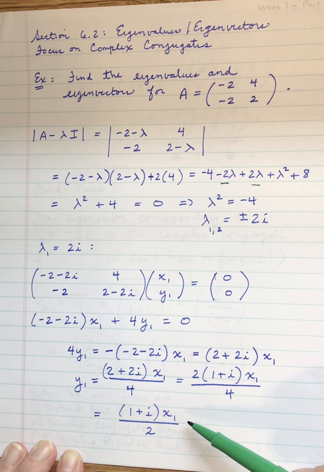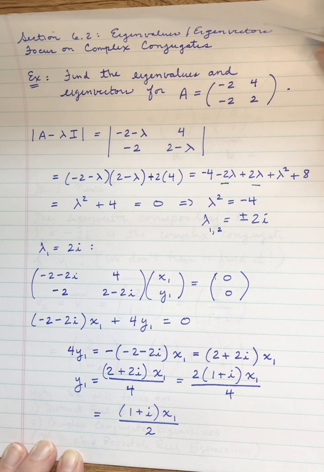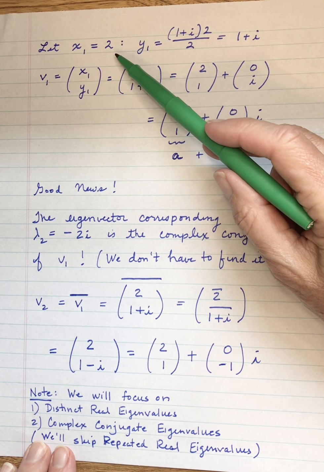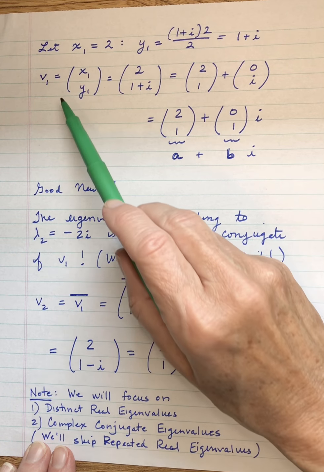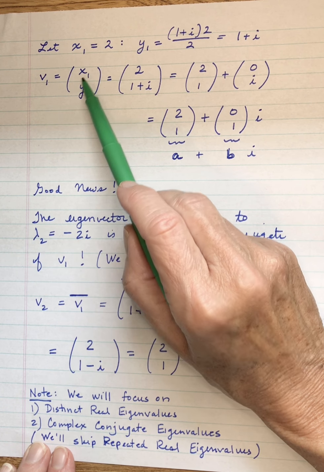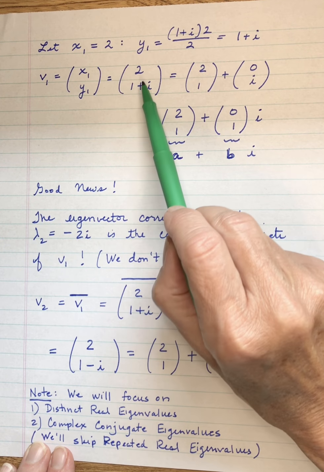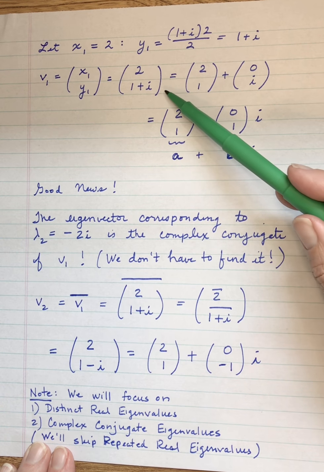Now, there's an infinite number of solutions. Let's just pick a nice value for x sub 1. Let's say I pick 2. I could pick anything, but let's say I pick 2. If I pick 2 for x sub 1, then the 2's cancel and I'm left with y sub 1 equals 1 plus i. Now, the eigenvector that goes along with this eigenvalue is given by x sub 1, y sub 1. You picked x sub 1 to be 2. You put that there. The y sub 1 value is 1 plus i. And that is the eigenvector that corresponds to this eigenvalue.